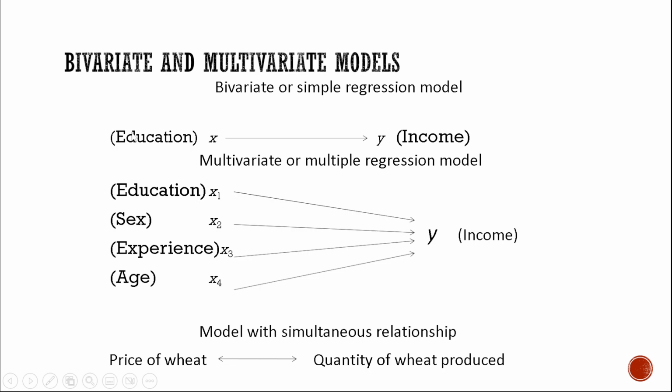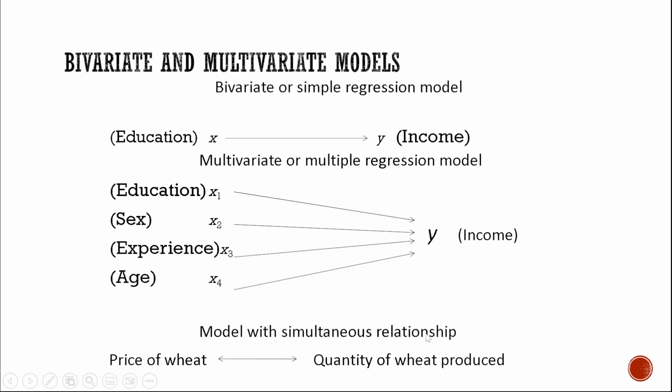So when you say bivariate and multivariate models, a bivariate or simple regression is a two-variable model, wherein you just have your x and your y, where y serves as your dependent variable and x is your independent variable. But the multivariate or multiple regression model now involves different variables, 1 to 4 or depending on how many, to determine the value of y, wherein y is your dependent variable and your independent variables are the education, sex, experience, and age. And these are then the variables that represent each of these.